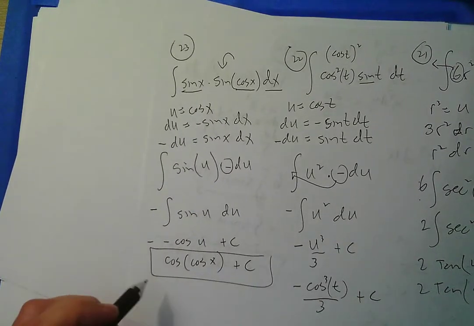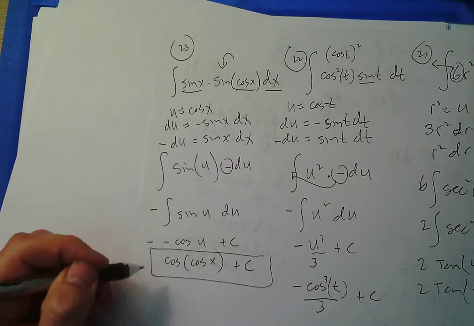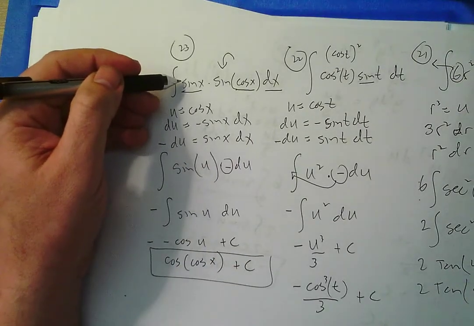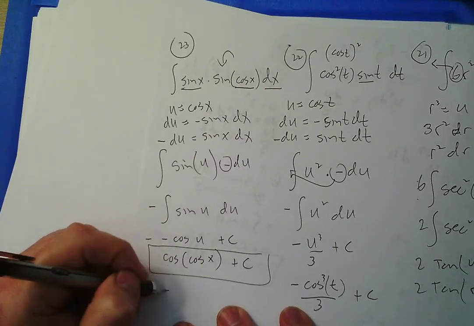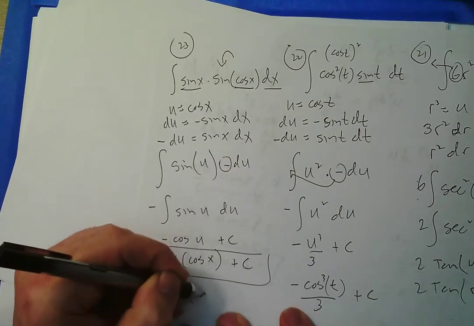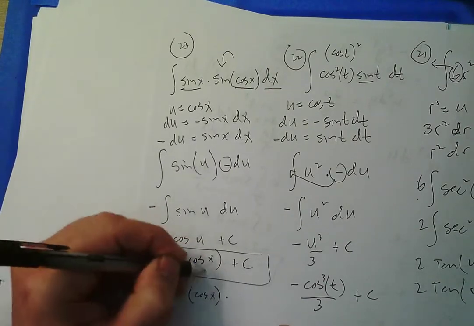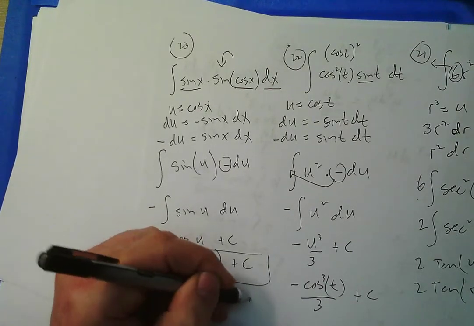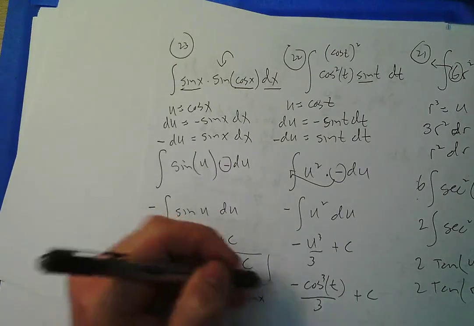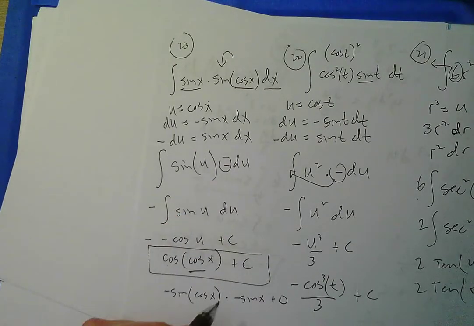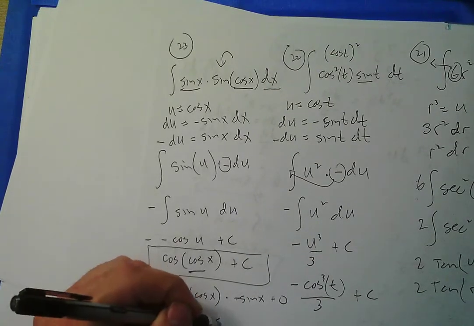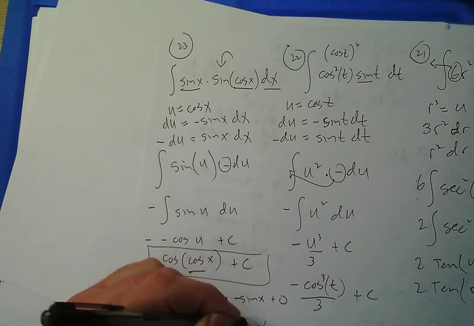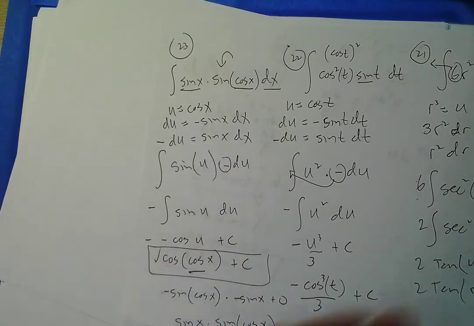Cosine of cosine. Try taking the derivative of that to confirm this was our derivative. So take the derivative of cosine, I get negative sine, leave the inside function alone, times the derivative of the inside function, which is negative sine x, plus the derivative of the constant, which is 0. Negative times negative is positive, and so we end up with sine x times sine of cosine x. See? It works. 23. 24.